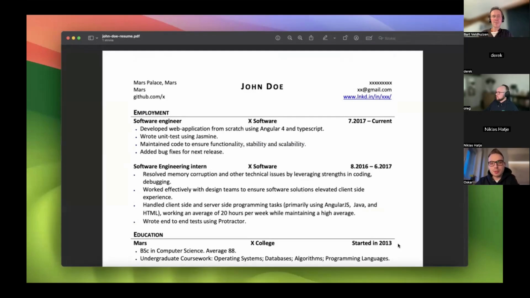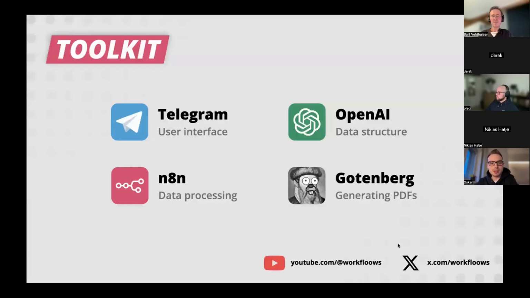What we are going to build here is a very small and easy chatbot in Telegram. That will be our interface. We'll use OpenAI for parsing and structuring the data. We'll use, of course, n8n to connect everything together and to process this data. And at the last point, we will generate a PDF.